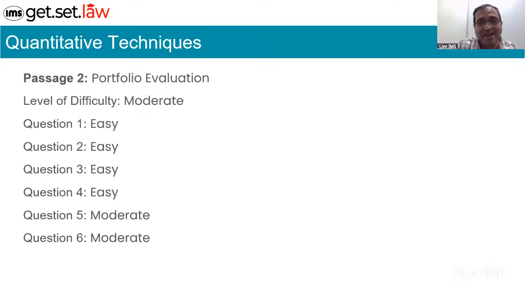Let's look at the next set also. The next set is very similar to the first set. It is based on portfolio evaluation of a particular person. So once again, that portfolio total value is given. It is distributed among different categories. You have to find out what his portfolio value is in the various categories. This set, why I have written it as moderate, though you can see 4 questions are easy, is because it has too much calculation.